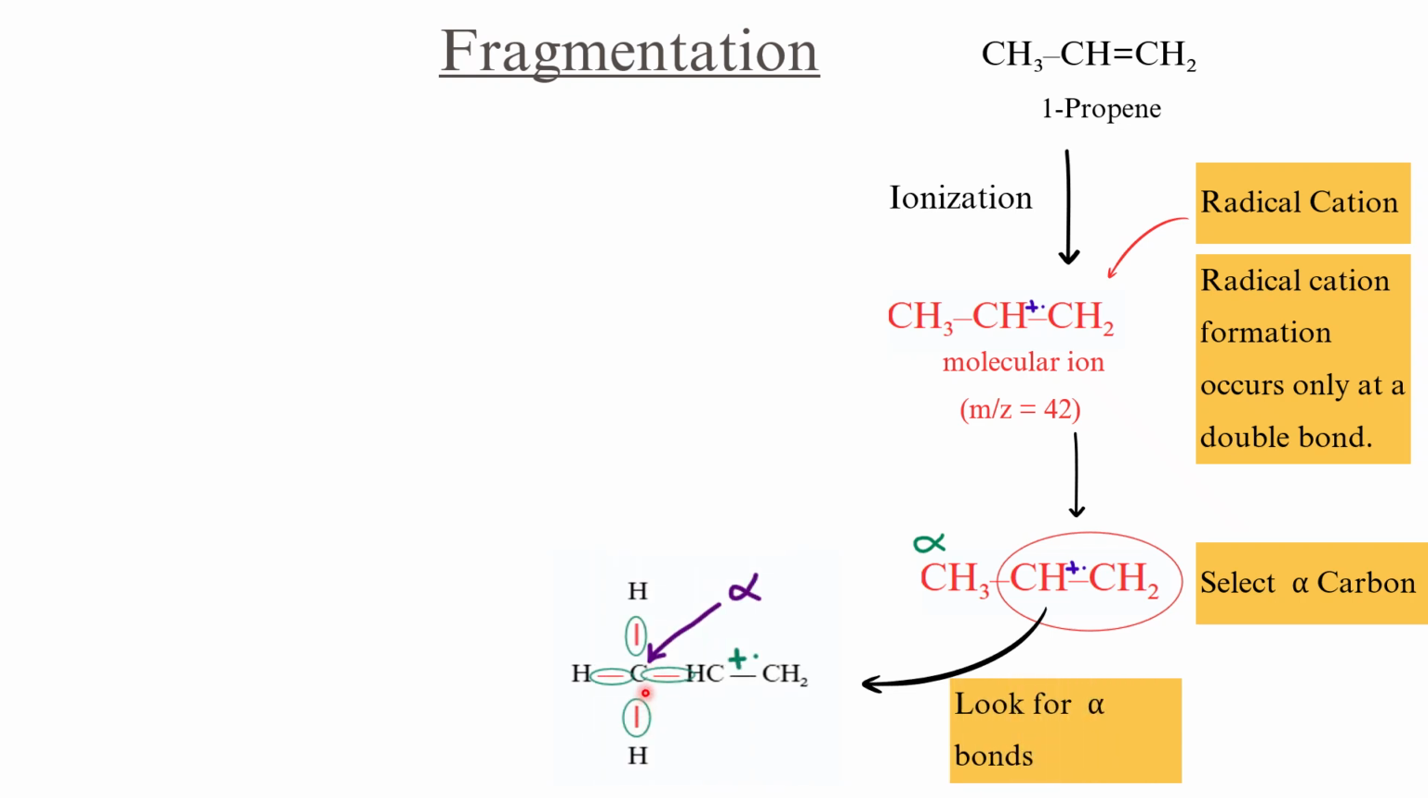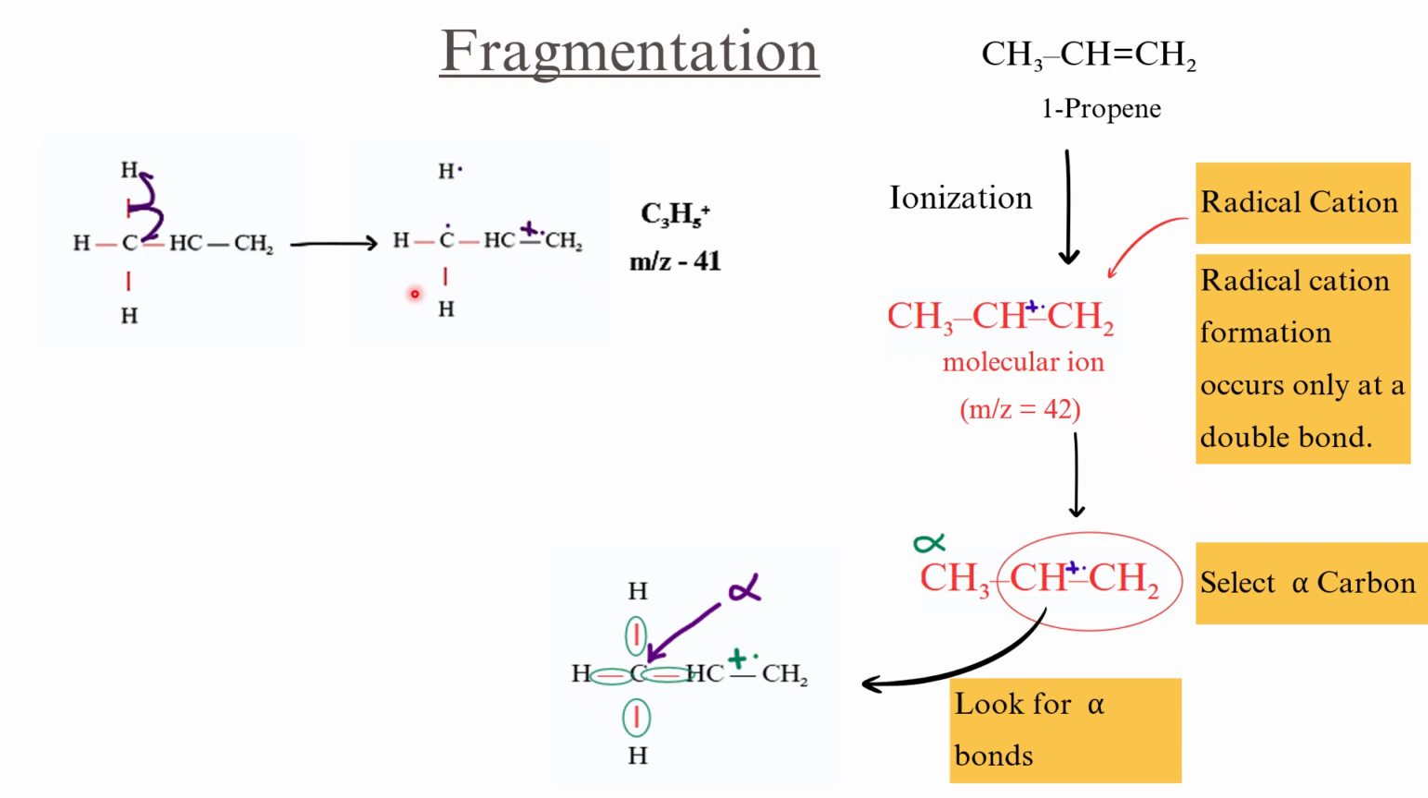After determining the alpha carbon, you will look for the alpha bonds. Alpha bonds are nothing but the direct bonds attached to the alpha carbon. I can see that this is my alpha carbon and these are the four alpha bonds, because in case of alkene, we carry out the fragmentation only at the alpha bonds. Here I have three hydrogen alpha bonds and one carbon-carbon alpha bond. So I have two options: either I can break the hydrogen alpha bond, or I can break the carbon-carbon alpha bond.